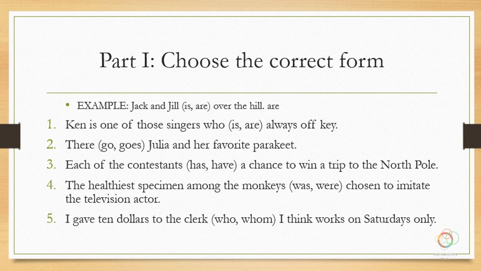The example says, Jack and Jill is or are over the hill. And here the answer is are. And why is that are? It's because the subject here is Jack and Jill, and that's plural, so we're going to choose are.